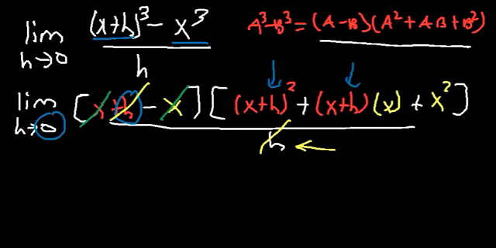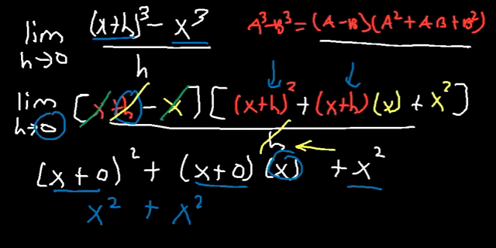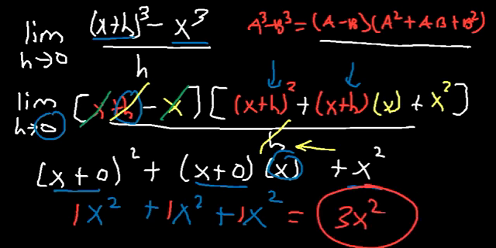So now that this h is gone, we can plug in 0 for every h that we see. So it's going to be x plus 0 squared plus x plus 0 times x plus x squared. x plus 0 is x, so we just have x squared. Here we have x plus 0, which is x, times x, that's also x squared, plus another x squared. So there's an invisible 1 that we don't see. 1 plus 1 plus 1 is 3, so we get 3x squared. That's the answer.